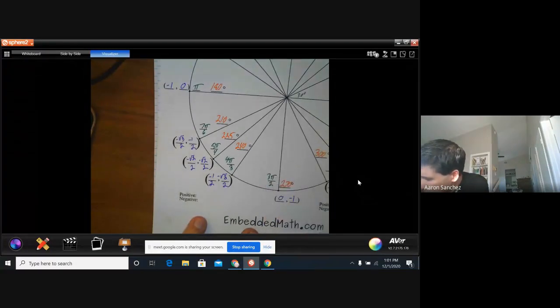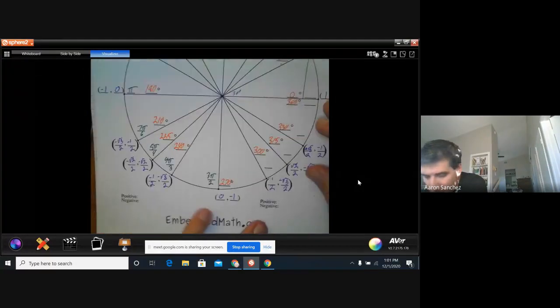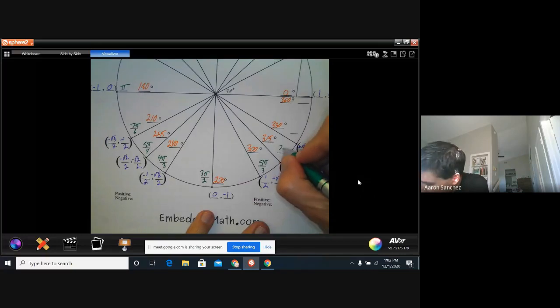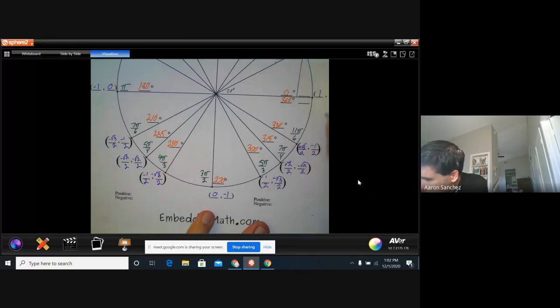You can calculate these out if you don't believe me. 300 degrees is 5 pi over 3. 315 is 7 pi over 4. And 330 is 11 pi over 6. And 360 is 2 pi.